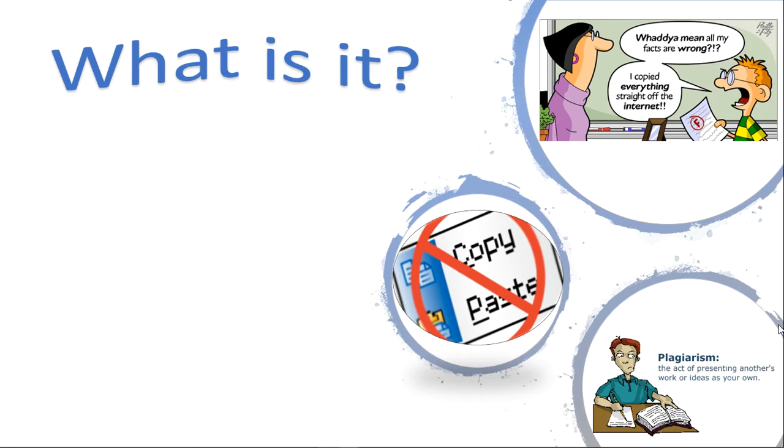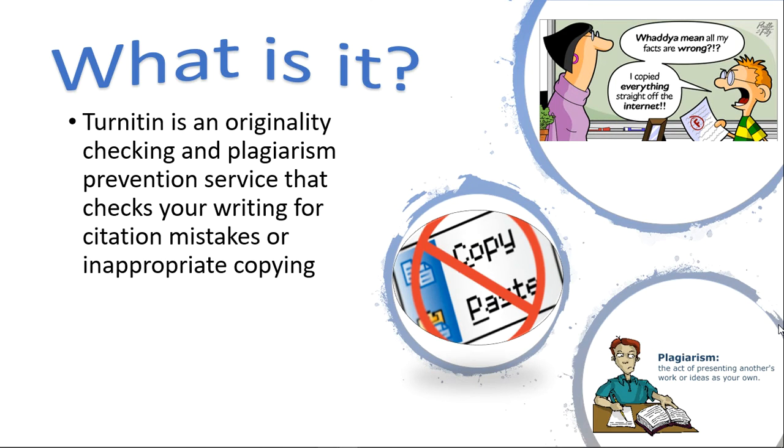First, Turnitin is an originality checking and plagiarism prevention service that checks your writing for citation mistakes or inappropriate copying. When you submit your paper, Turnitin compares it to text in its massive database of student work, websites, books, articles, and more.